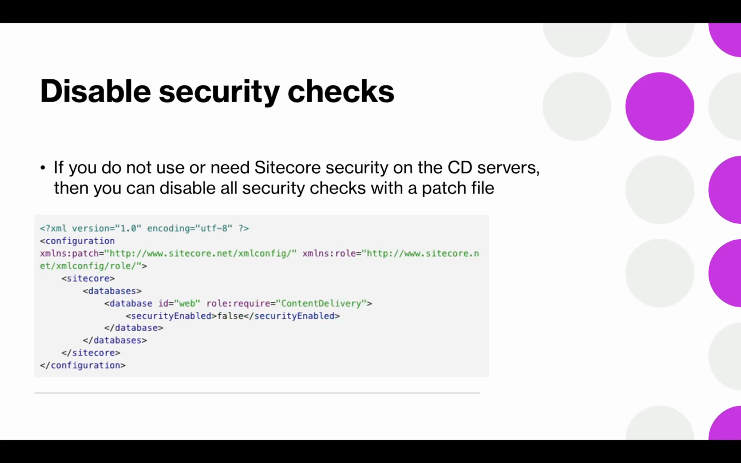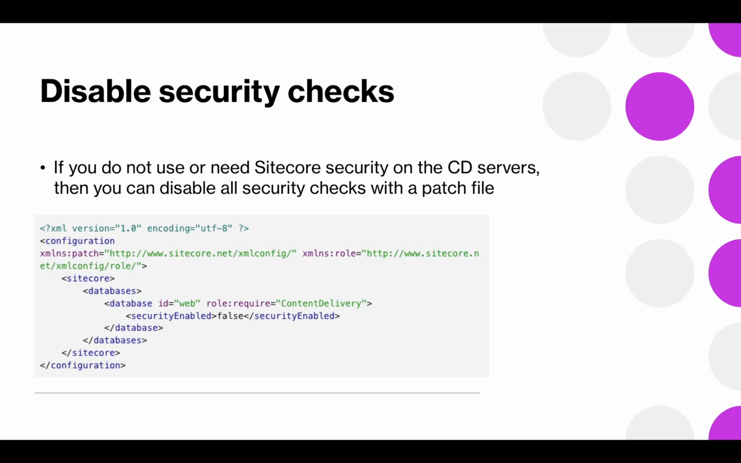Another way is to disable security checks. If you do not need or use Sitecore security on the CD servers, then you can try to disable all security checks with a patch file. So you simply don't even worry about the access result cache. And this is the patch file for that. You just set it on the web database, security enabled, set to false, and that disables all the checks. So you don't have to worry about the cache.